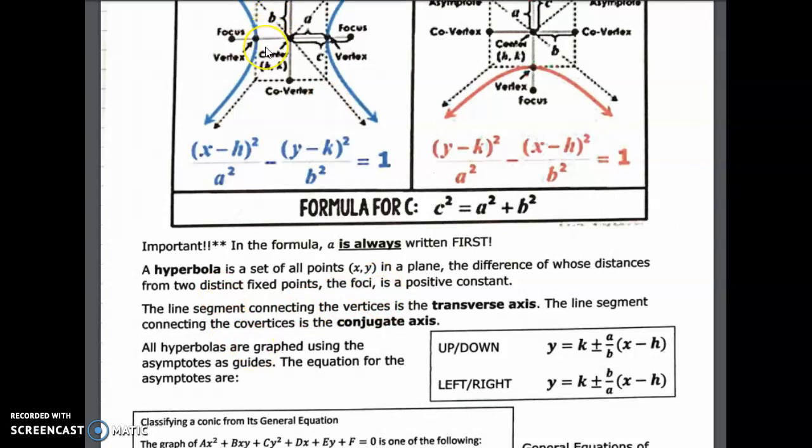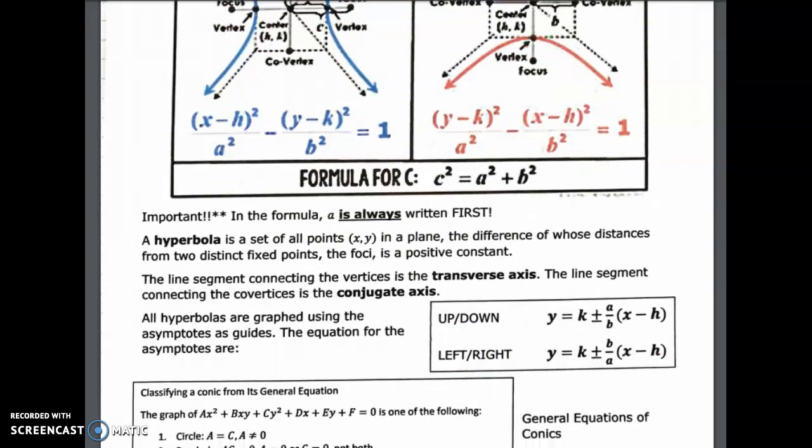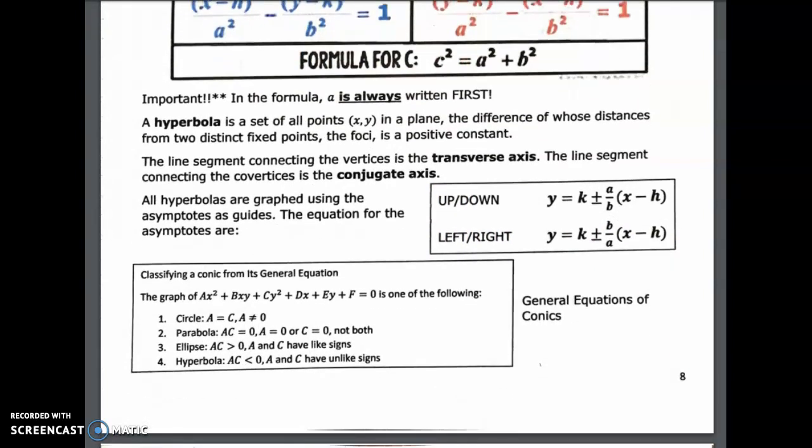A couple of new vocabulary terms. The segment that connects your vertices is known as the transverse axis in a hyperbola, and the segment that connects your co-vertices is called your conjugate axis. And this is the equation of your asymptotes if it's a vertically opening hyperbola or if it's a horizontally opening hyperbola. And just as a reminder, now that we know all of our conic sections, in order to distinguish between them when they're in general form, we're going to follow these basic rules.